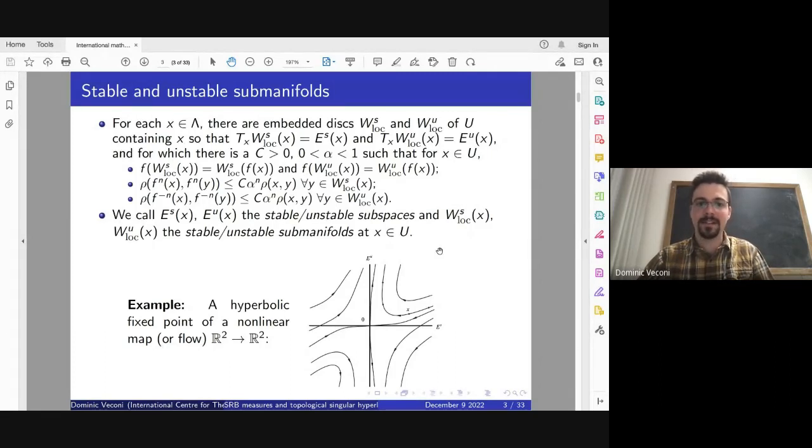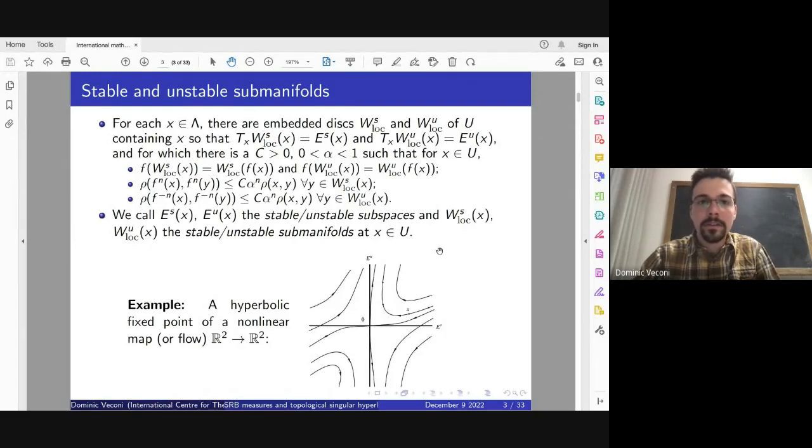And for points in the same unstable manifold, they're contracted in backwards time. An example of something like this could be a nonlinear flow. If you have a fixed point of a hyperbolic nonlinear flow, then the trajectories of points that are attracted to that fixed point or repelled from that fixed point are the stable and unstable subspaces of that fixed point. And the point here is that in any coordinate neighborhood of these points, the dynamics looks more or less like this picture.